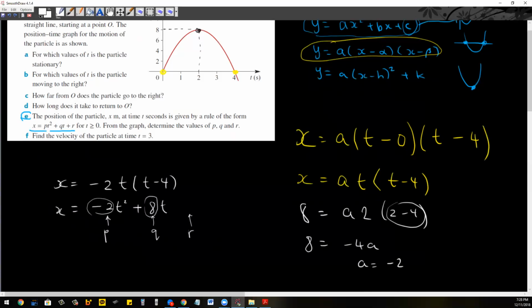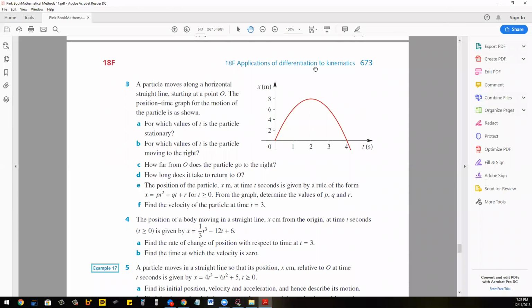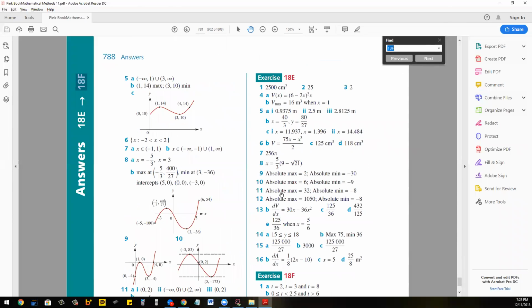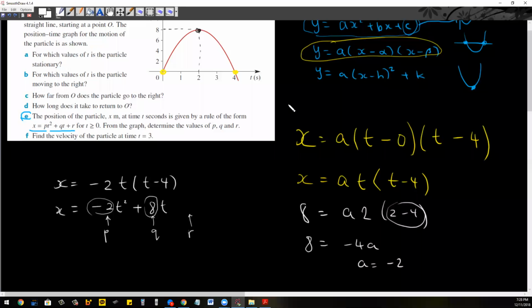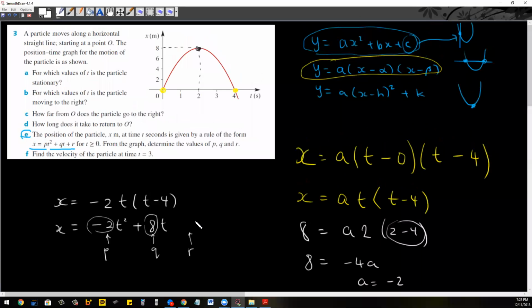Shall we check the answer? This is 18F, question 3E. Negative 2, 8, 0. That's right.